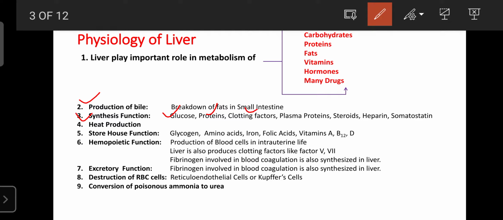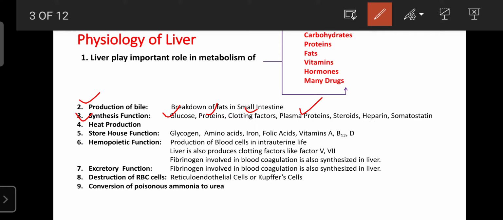Clotting factors are required for blood coagulation. Then plasma proteins are required as carriers, and they also maintain the density of the blood. They act as carriers for many hormones, enzymes, and drugs. Albumin and globulins are plasma proteins, and they are also synthesized in the liver. That's why the liver also plays an important role in maintaining the specific gravity of the blood, by continuously supplying the plasma proteins.